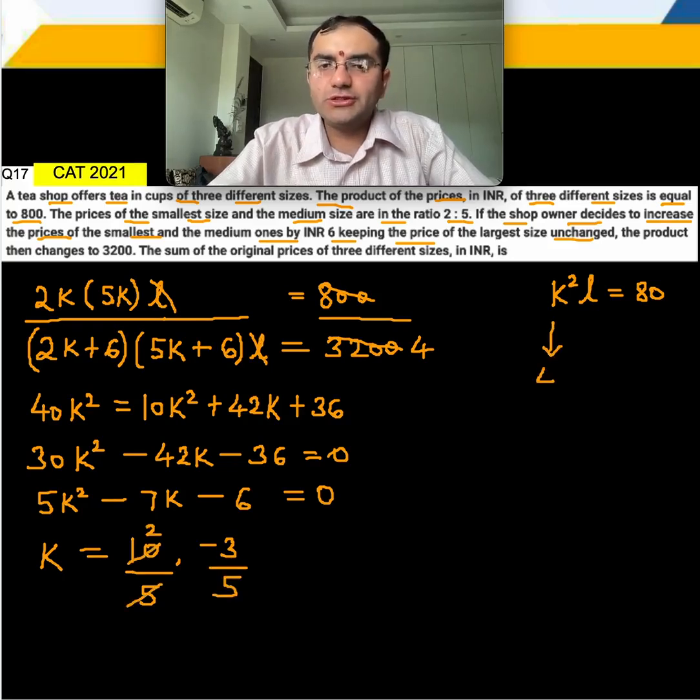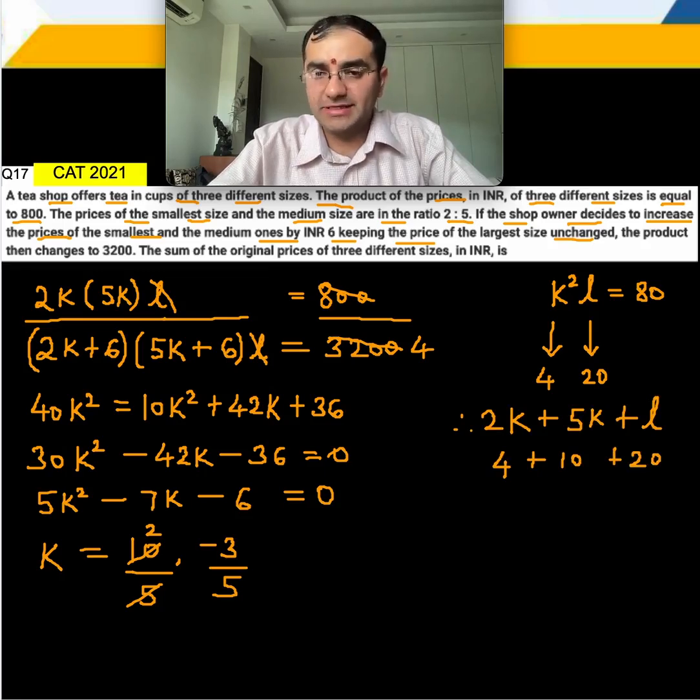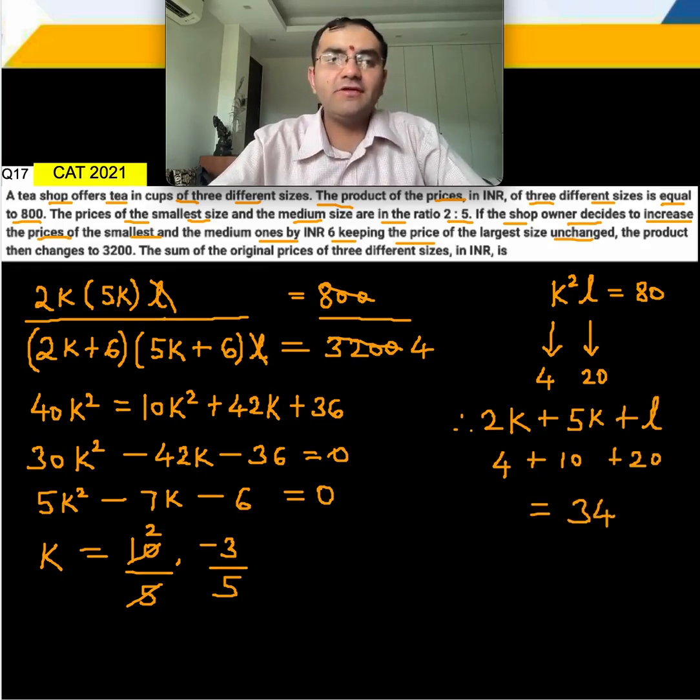When you put k as 2 here, 2 square is 4, you get L as 80 upon 4, that is 20. Now we add the prices, 2k plus 5k plus L, 2 into 2 is 4 plus 5 into 2 is 10 plus L 20 gives you 34 as the right answer for question number 17, and this was slightly lengthy but okay. This was the toughest question of CAT 2021 slot 3 because it involved inequalities and modulus and quadratics and testing for integers. By far the toughest, and most of the people would have actually left this question.